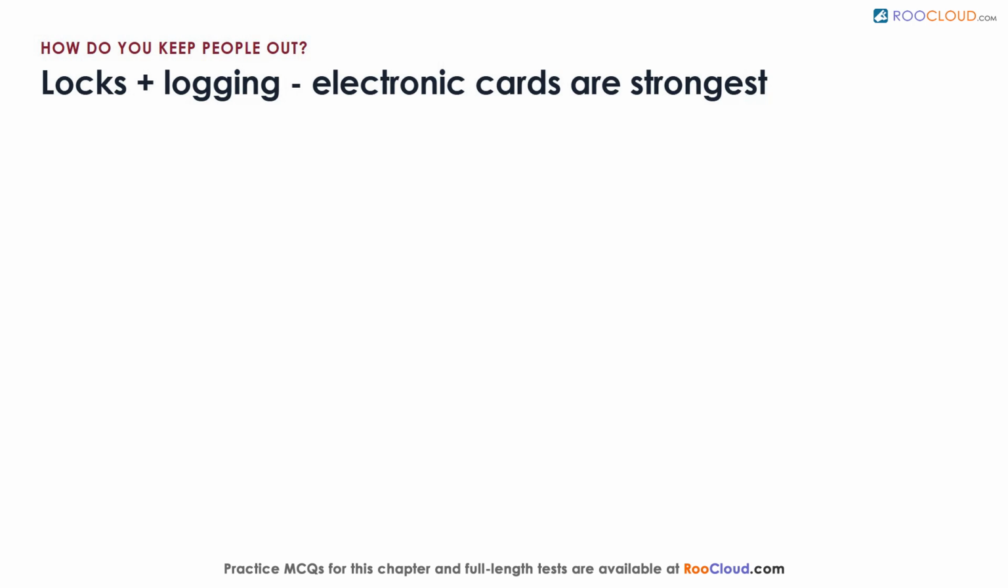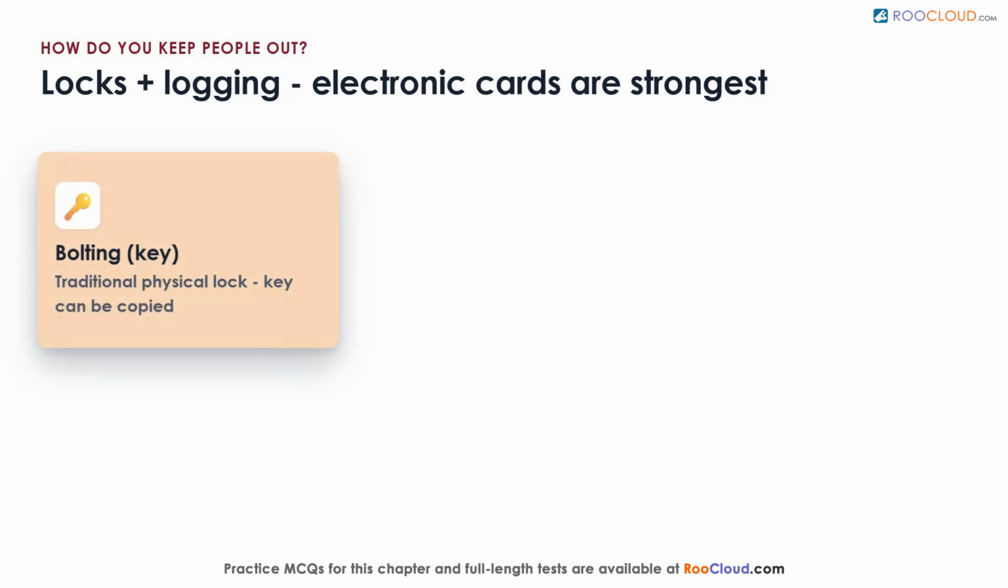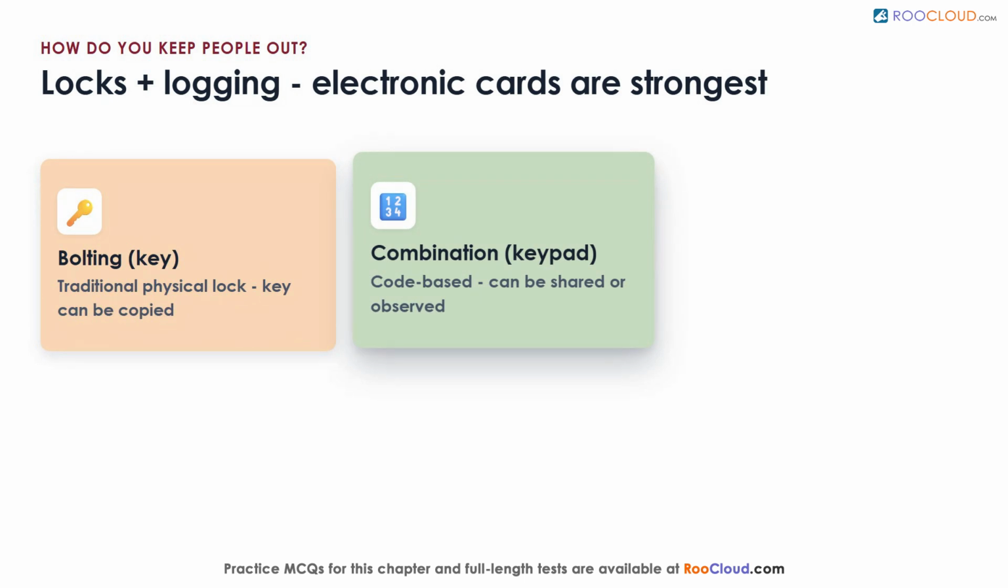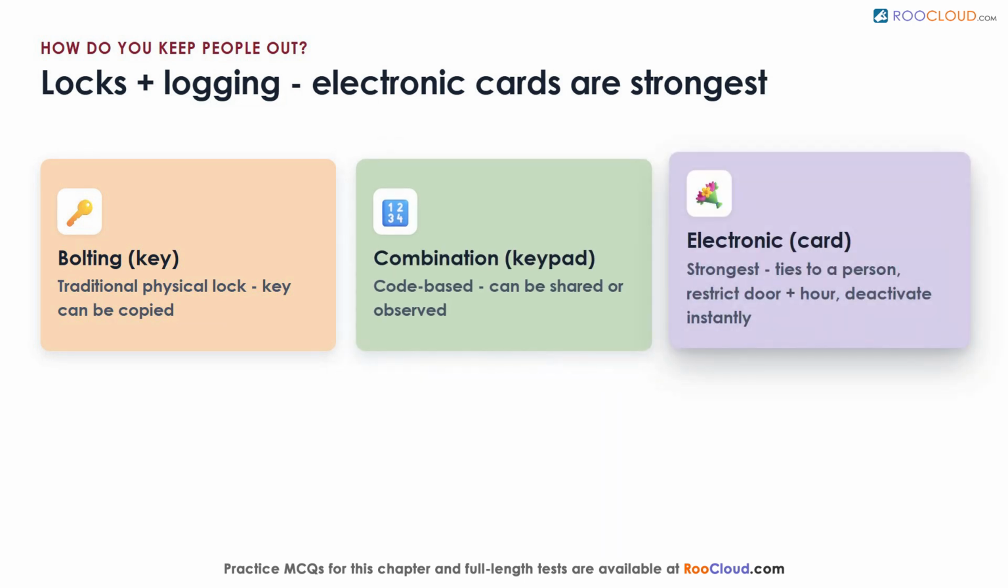So how do you control physical access? By limiting entry to people management has authorized. Start with locks. A bolting lock uses a traditional key stamped "Do Not Duplicate." A combination lock uses a keypad, and you change the code regularly. An electronic lock uses a card or token, and that's the strongest. Why? Because you can tie a card to one person, restrict it by door or hour, and deactivate it instantly.